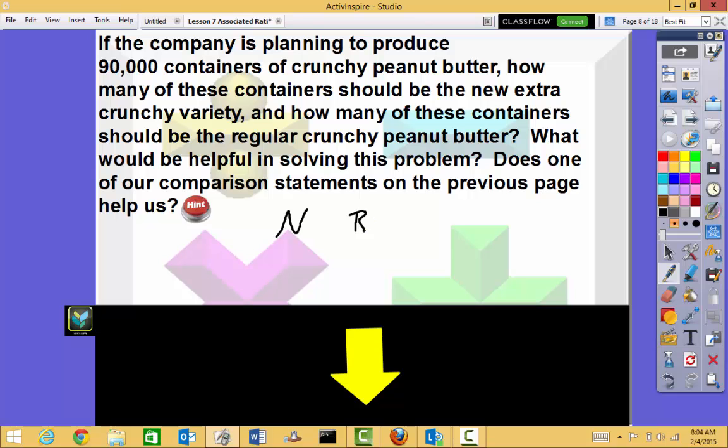Notice it's asking for how many. It's not asking for a ratio, so you're not going to give me the ratio of 4 to 5. You're going to give me a number. Like, for example, they should produce 2,000 new containers, and then all the rest would be the regulars. So let's check. Statement A and Statement B on the previous page are going to help us.